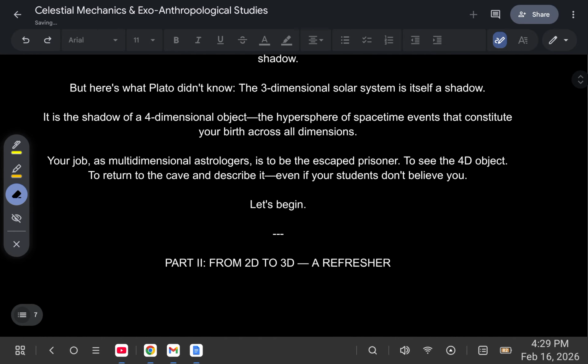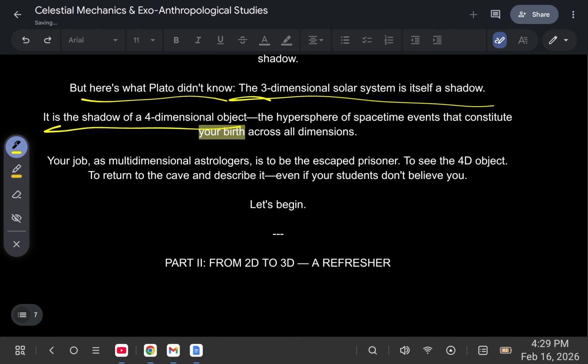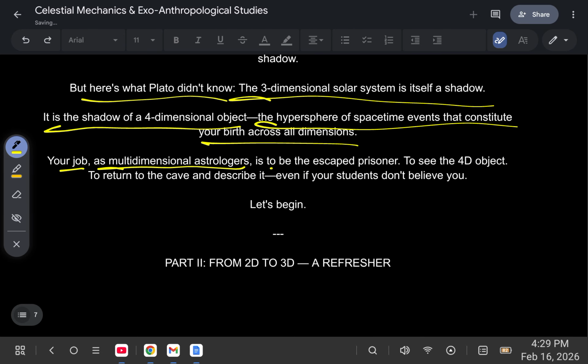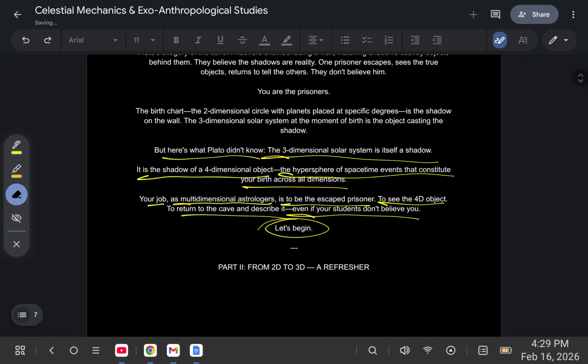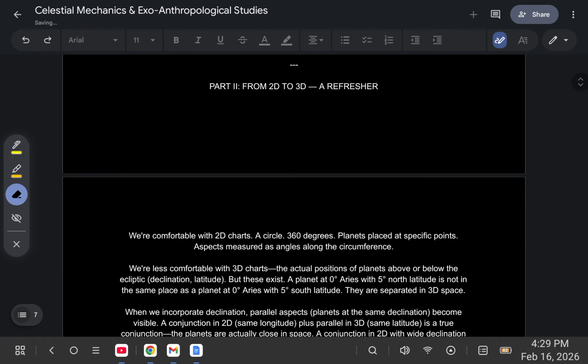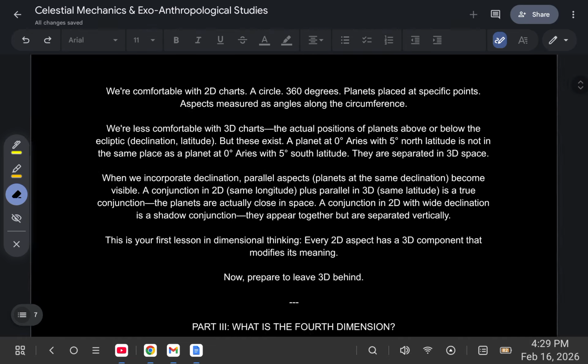So here's what Plato didn't know. The three-dimensional solar system is itself a shadow. It is the shadow of a four-dimensional object, the hypersphere of space-time events that constitute your birth across all dimensions. Your job as multidimensional astrologers is to be the escaped prisoner, to see the 4D object, to return to the cave and describe it, even if your students don't believe you. So let's begin. With from 2D to 3D, a refresher.